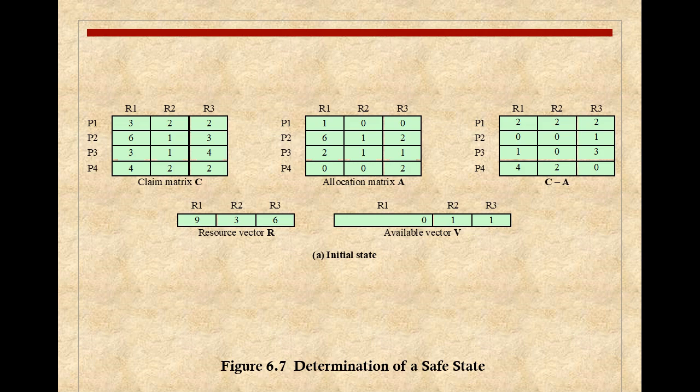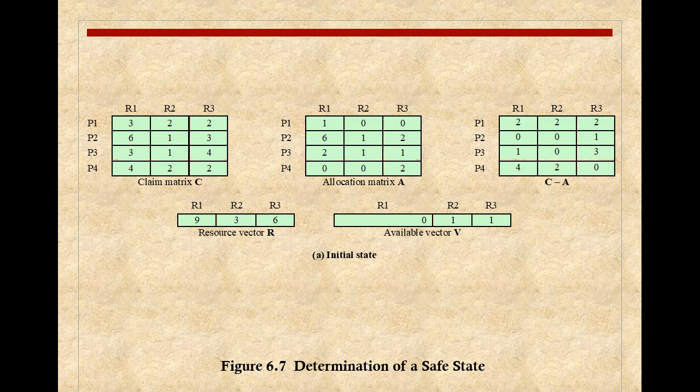For example, here we have four processes, P1 up to P4. We have resources R1 up to R3, and the claim matrix C is represented here on the top left. P1 requires three resources of R1, two resources of R2, and similarly two resources of R3. Similarly P2 is 6 1 3. Now the initial allocation is shown in matrix A, where P1 is allocated 1 of R1, and no resources allocated for R2 and R3. Similarly P2 is 6 for R1, 1 for R2, and 2 for R3.